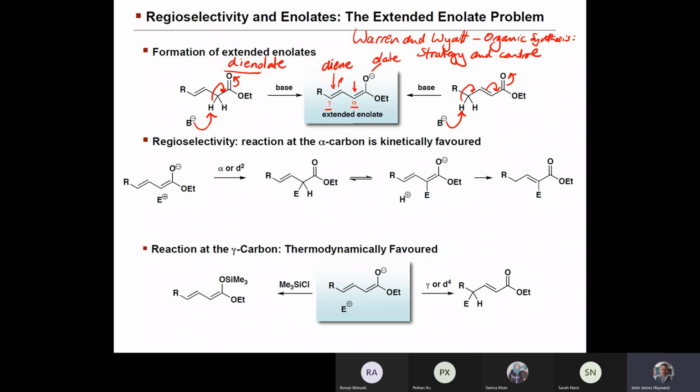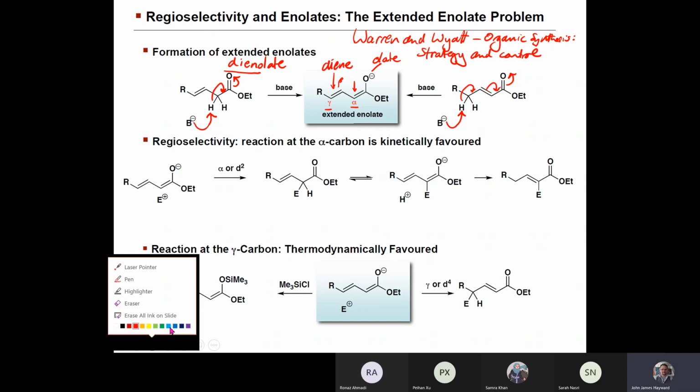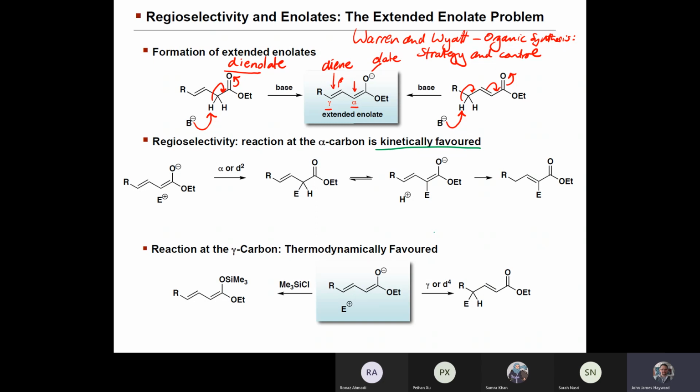Well, it turns out that this is a classic example of kinetic versus thermodynamic control. The alpha carbon is actually the kinetically favored position. Okay, so we're under kinetic control if we want to get the alpha product. So under kinetic conditions, it reacts with an electrophile like that. Now, there's a very good chance, however, that if you do get this as an intermediate, under the conditions of the reaction, it will re-enolize.